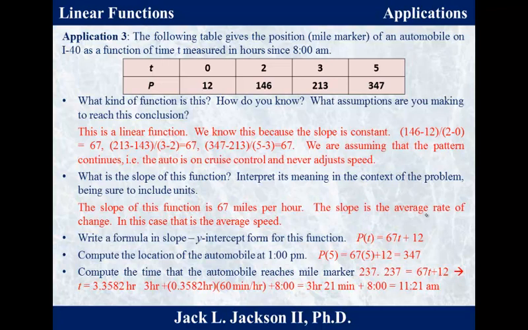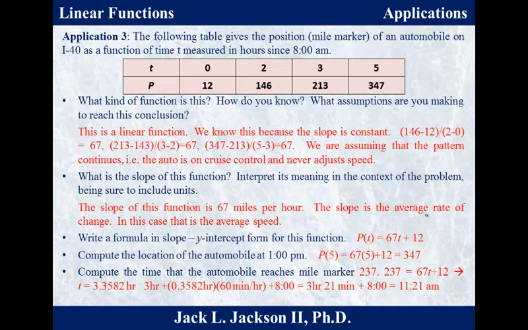Now we can write the slope-intercept formula. P of t equals m t plus p sub 0, like y equals m x plus y sub 0. Instead of y, we call it p of t, and instead of x, we call it t. The slope we just figured out is 67, and the initial value is the p-value when t is 0, which we see from the table is 12. So the formula is p of t equals 67t plus 12. You can check that all the values in the table check out, using your calculator or by hand.